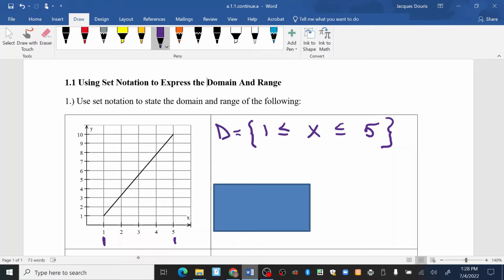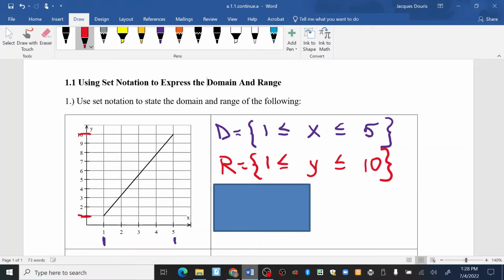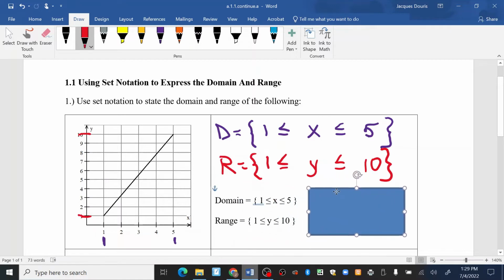To do the range, I'll change colors. I use the curly brackets, and I look at the lowest y value and the highest y value. The lowest y value is 1. The highest y value is 10. And I'm talking about y. So 1 is less than or equal to y, and y is less than or equal to 10. Then I have the answers right here. Let's just verify that I did everything right, and I did.